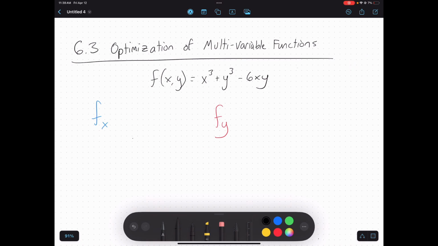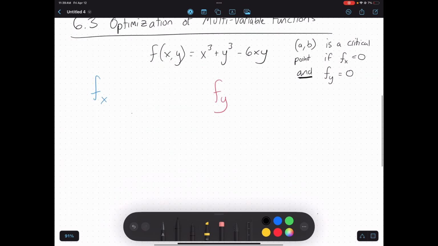So we consider (a, b), if I'm working with two independent variables, a critical value or a critical point if f sub x is equal to 0 and f sub y is equal to 0. So both have to be equal to 0 for it to be a critical point. So let's look at my two partial derivatives.